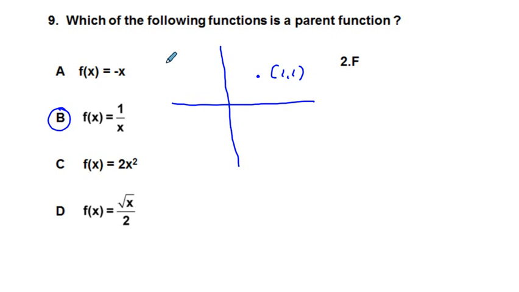If you look at the first one, choice A, negative x, doesn't include (1, 1). If you look at choice C, 2x squared, now x squared would, but 2x squared is going to look something like this. It's going to miss (1, 1), and square root of x over 2 is going to look like this. It's going to go like this and miss that. So this answer choice B is going to go like this, right through (1, 1).